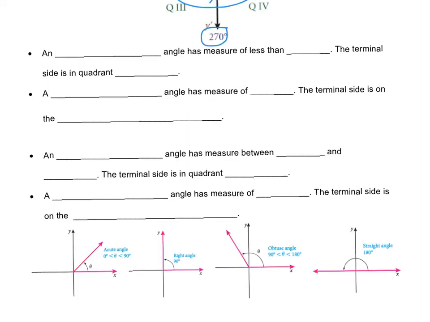We can give specific names to angles that have measurements related to the x and y axes. First of all, an acute angle has measure of less than 90 degrees. Its terminal side is in quadrant 1, as we can see in the picture here. A right angle has measure of exactly 90 degrees, and its terminal side is on the positive y-axis.